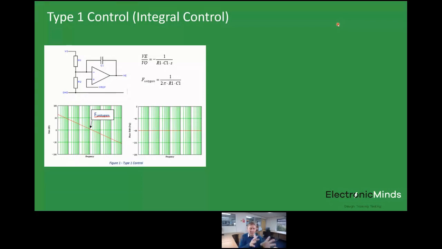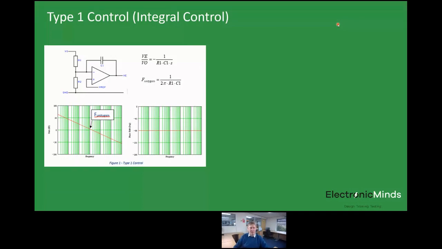I've put a few pictures from that document here just to give some context, because we're going to use the results from that document to help us design our control loop for our buck converter. So there's three types of control we talk about. There's type 1 control, type 2 control, and type 3 control. They're fairly standard in the industry.